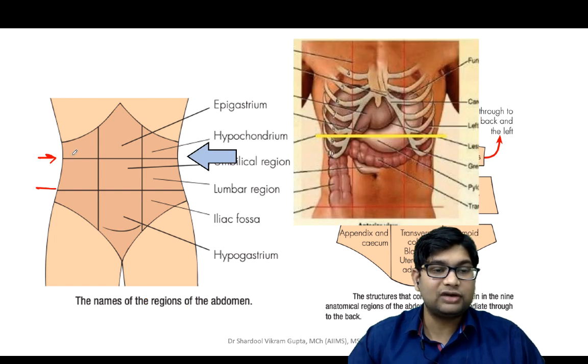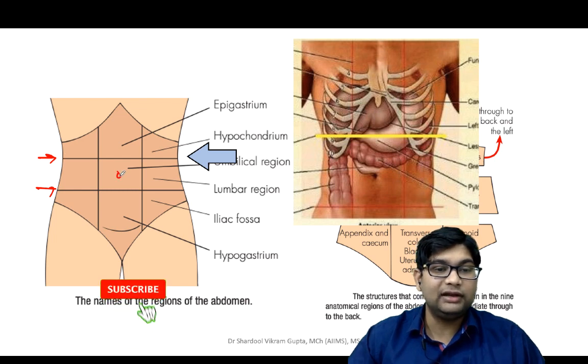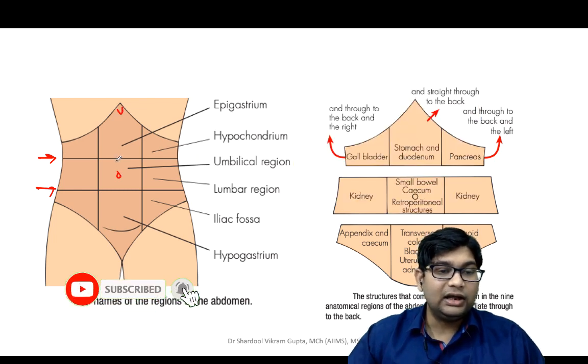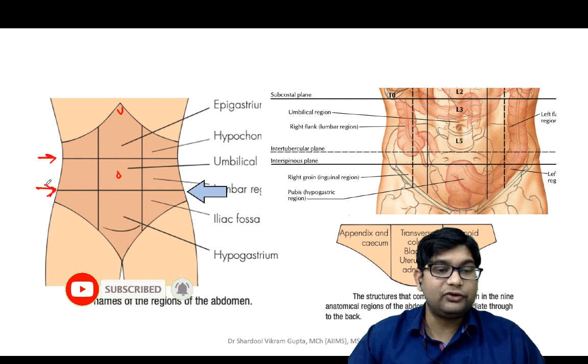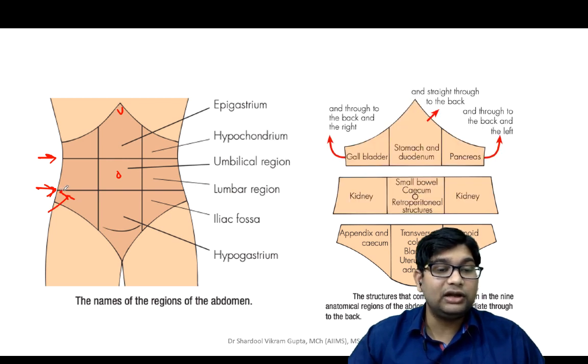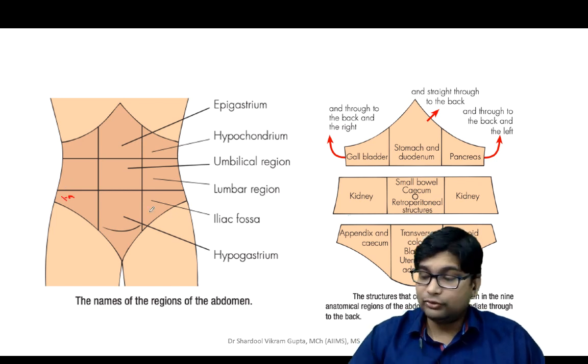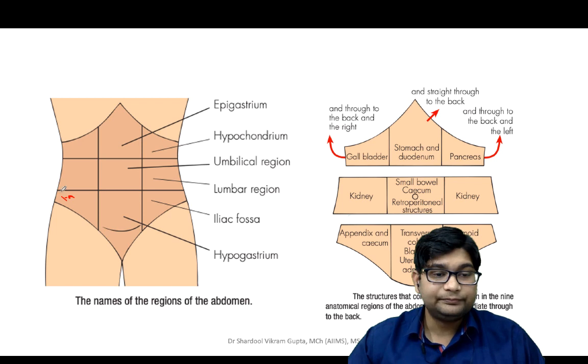This is known as the transpyloric plane. It is roughly between the umbilicus and the xiphisternum. The other plane is known as the transtubercular plane. It is around 5 centimeters behind the ASIS, and it is actually the highest point on the iliac crest. So both tubercles are joined.